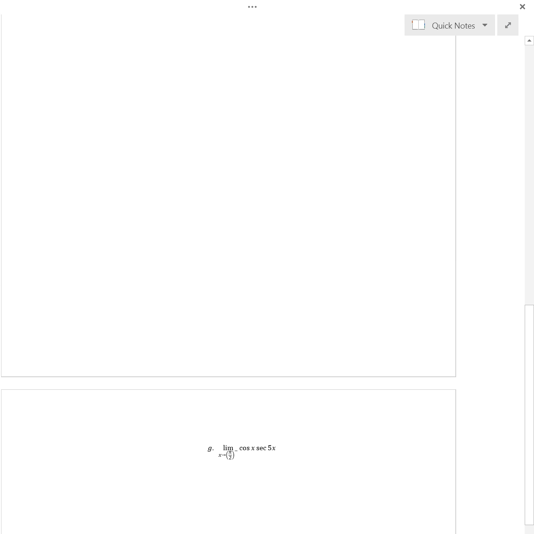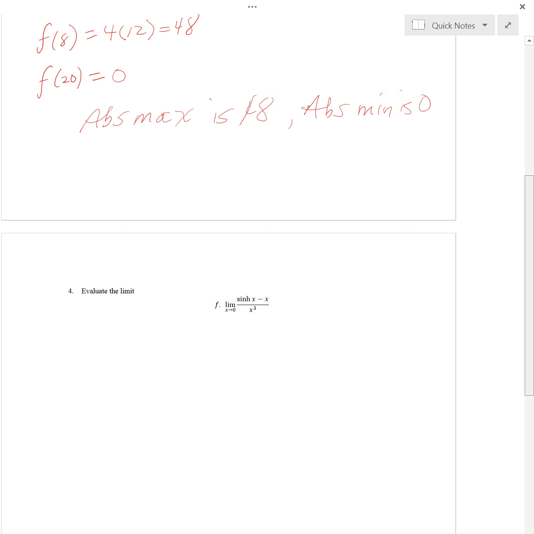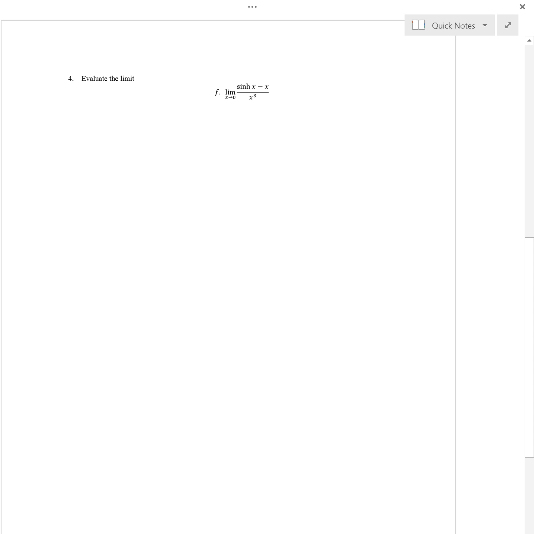All right, let's look at the second problem here, which is problem 4, number F. If I plug directly in, sinh of 0 is 0, minus 0 would be a 0 over x cubed is 0. So this is a 0 over 0 form, and I can apply L'Hopital's rule. So I would have the limit as x approaches 0, derivative of sinh is cosh, derivative of x is 1 over 3x squared. Plug directly in, and I get cosh of 0, which is 1 minus 1. So that's a 0 over 0. So we're still in indeterminate form. We can again apply L'Hopital's rule.